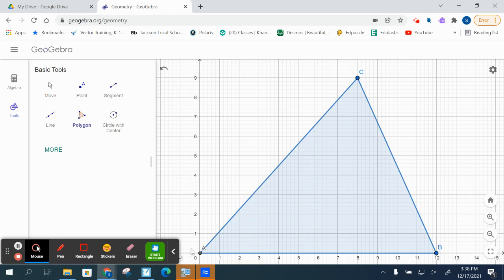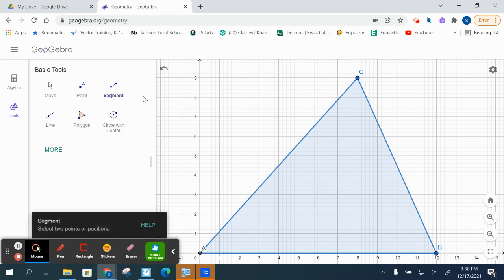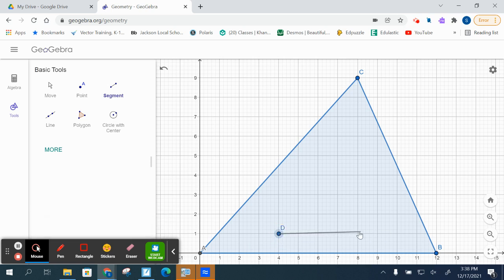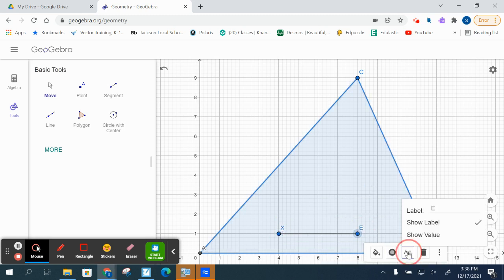And then it says graph triangle XYZ by doing the following. Create segment XY with vertices 4, 1 and 8, 1. So 4, 1 and 8, 1. And remember to change the coordinates. We click on the move tool and click on the letter, and change that to X. Then click on this, change it here, and change that to Y so that the coordinates match up.